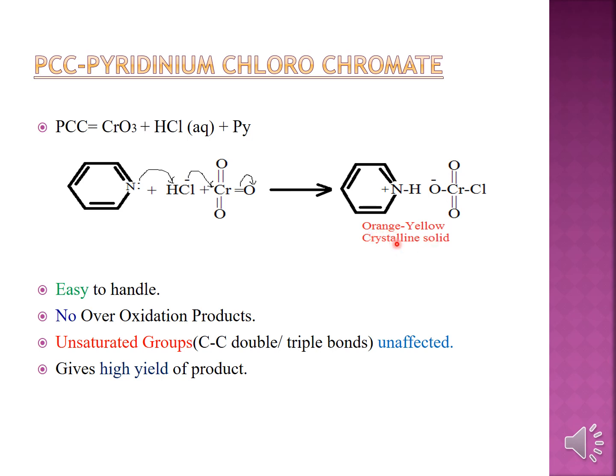Moving on to advantages. It is easy to handle and there is no over oxidation. Unsaturated groups are unaffected, that means it will not affect C=C double bonds or triple bonds, and it gives a high percentage yield of the product.